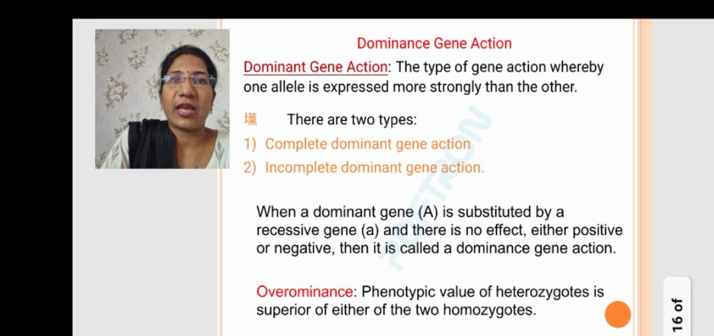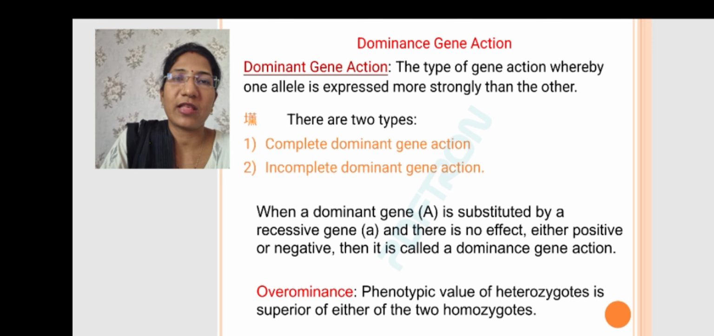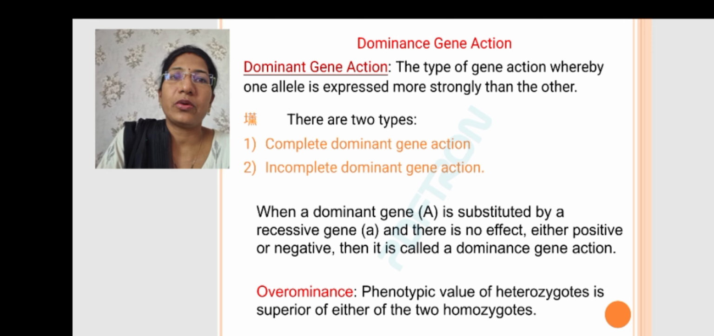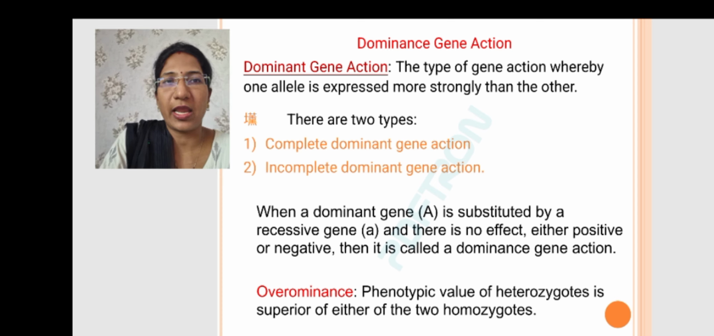Another is dominant gene action. In dominant gene action, one allele is expressed more strongly than the other. There are two types, complete dominant gene action and incomplete dominant gene action, and another in that part, that is over dominance. When a dominant gene, which we can denote by capital A, is substituted by a recessive gene, small a, and there is no effect, either positive or negative, it is called dominance gene action.